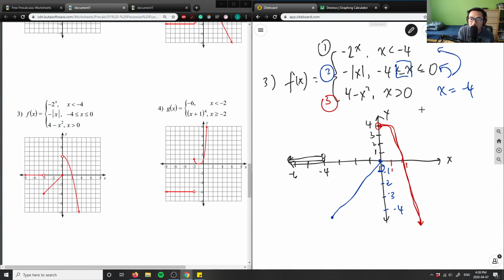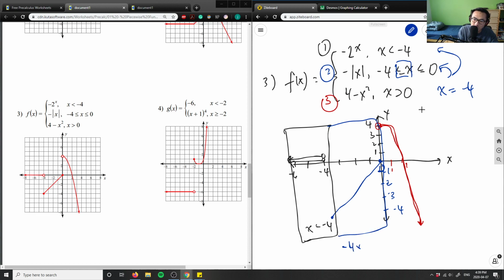Our 3 parts, just to review: our exponential function was here. So this is x if it was less than -4. We have the second part, which was our absolute value function. That makes up this part here, if x was between -4 and 0. And our third part was our parabola, our quadratic equation, if x was greater than 0 here in this case. So this is number 3, that's the third part. This here is the second part, and this here is my first part.